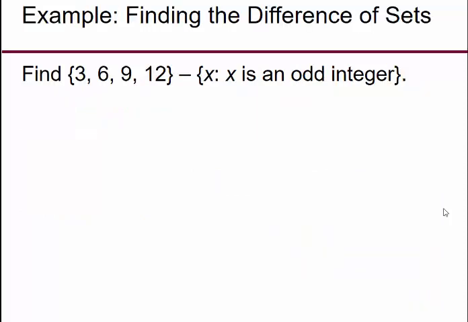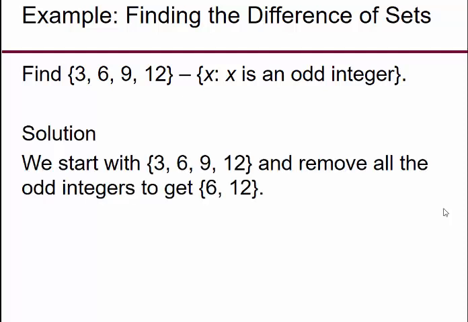So, finding the difference of sets. Find the difference. Here the first set contains 3, 6, 9, and 12. For the second set, x is an odd integer. So we start with 3, 6, 9, 12, remove all of the odd integers, and we get 6, 12.